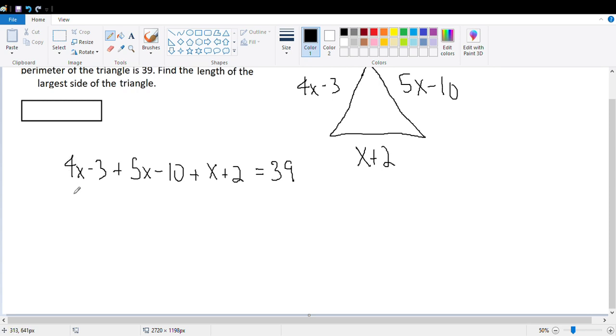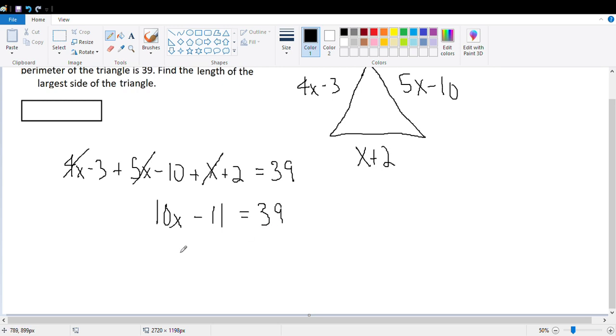Let's first collect the like terms, the ones with x. So we have 4x plus 5x, that's 9x, plus this other x, that's 10x. And I'm just gonna slash it here with a line so that I know that I already dealt with them. And then let's deal with the constant terms, which is negative 3 minus 10 is negative 13. Negative 13 plus 2 is negative 11. So we have 10x minus 11 equals 39.